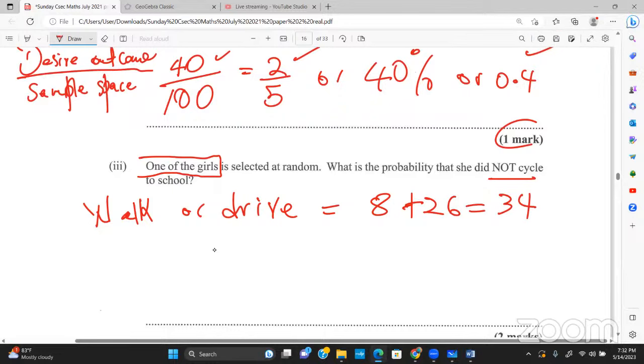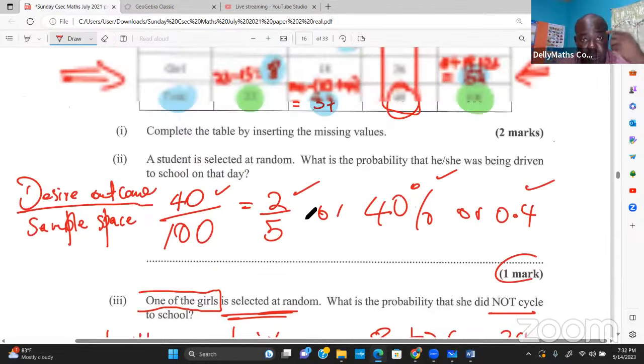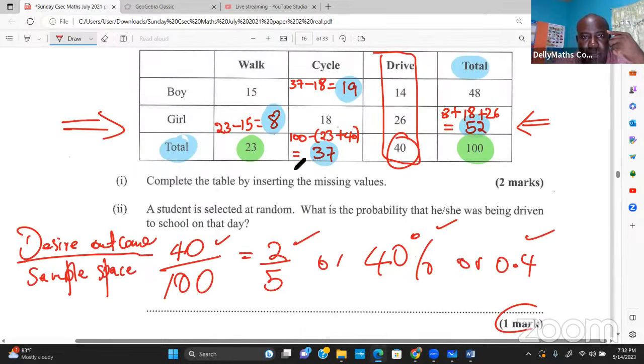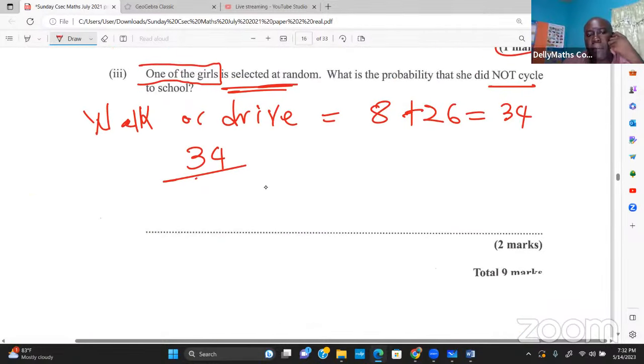Now, this question, sometimes you might make mistakes if you're going too fast. Because you were picking from the girls, it's going to be 34 out of the total number of girls. How many girls, guys? 52. Exactly, 52 girls. So if you're not looking, honestly, you can make a mistake, even when you know what you're doing. This one is very specific to the girls, so it's going to be over 52. So now, that is the probability straight up.